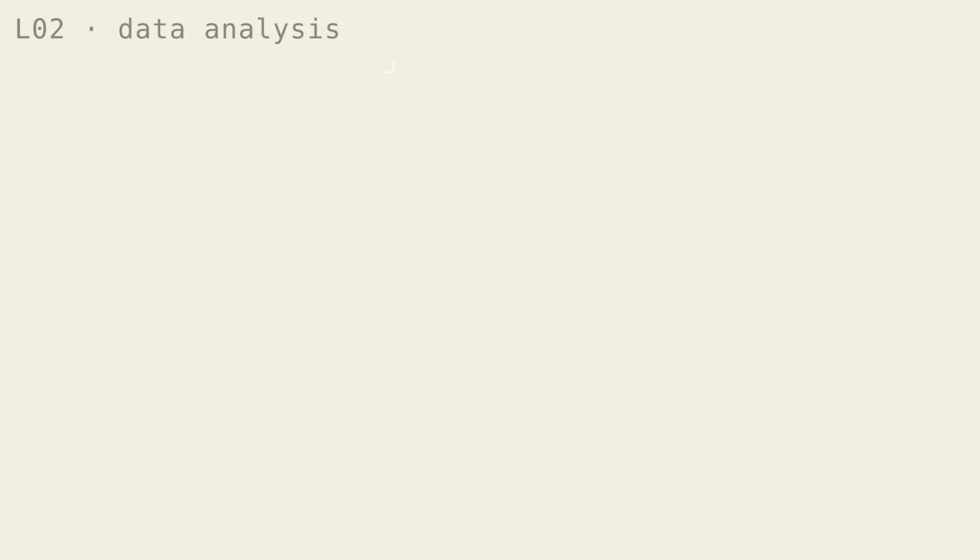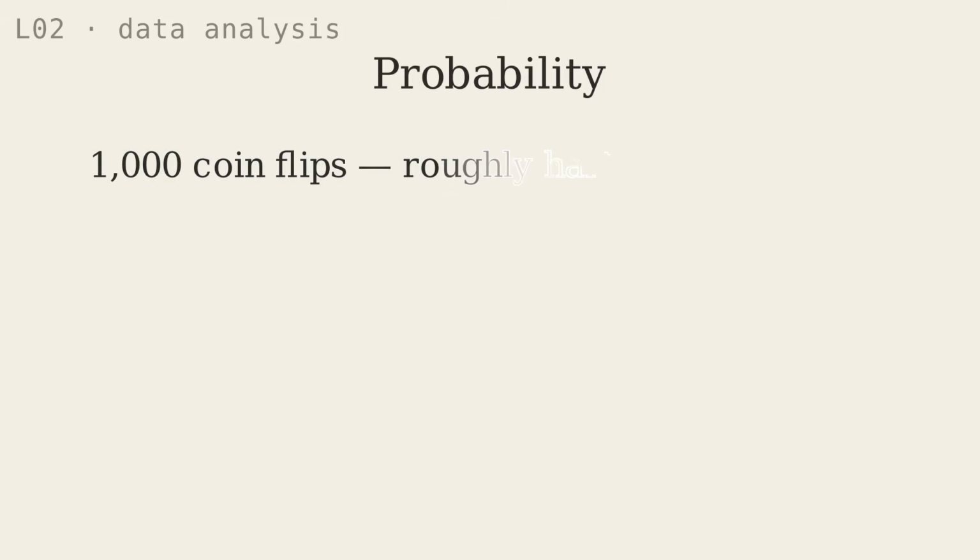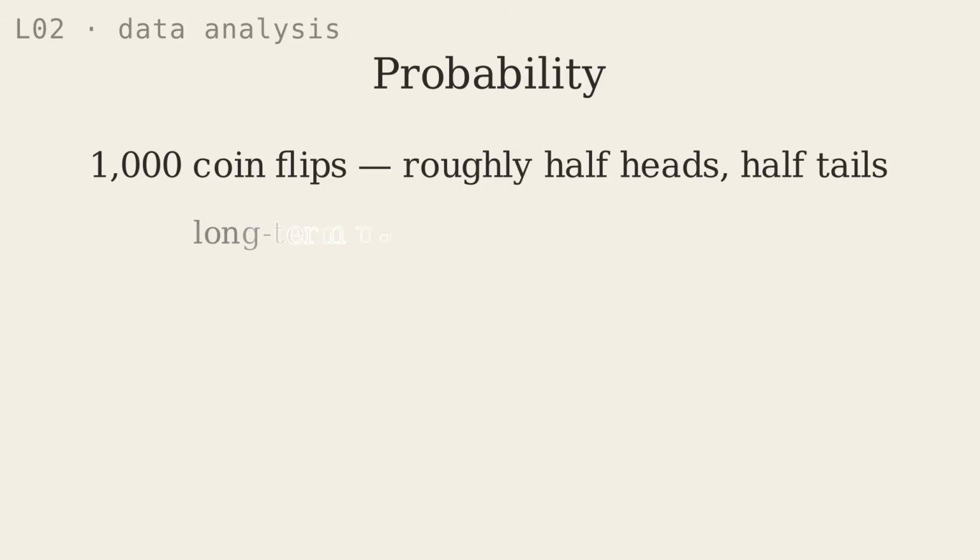Now let us discuss probability and statistical inference. Probability is the study of uncertainty and random events. Suppose you flip a fair coin. You cannot know with certainty whether the next result will be heads or tails. However, if you flip the coin 1,000 times, you would expect the results to be roughly half heads and half tails. Probability does not always predict an individual result. Instead, it describes long-term patterns.